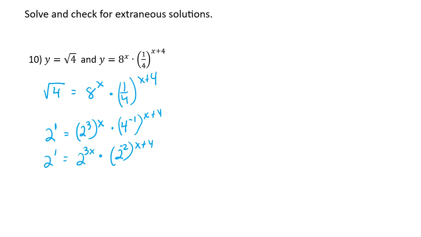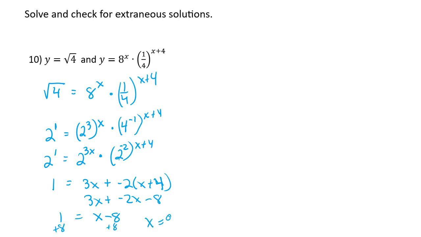All right, so now that the bases are the same, I can actually combine these here to the right. If it's times, we add the exponents. So we have 3x plus -2 times x plus 4. And the other side, it will equal to 1. So now I can distribute -2x minus 8. 3 take away 2 is just x minus 8. Add the 8 over, so x is 9.